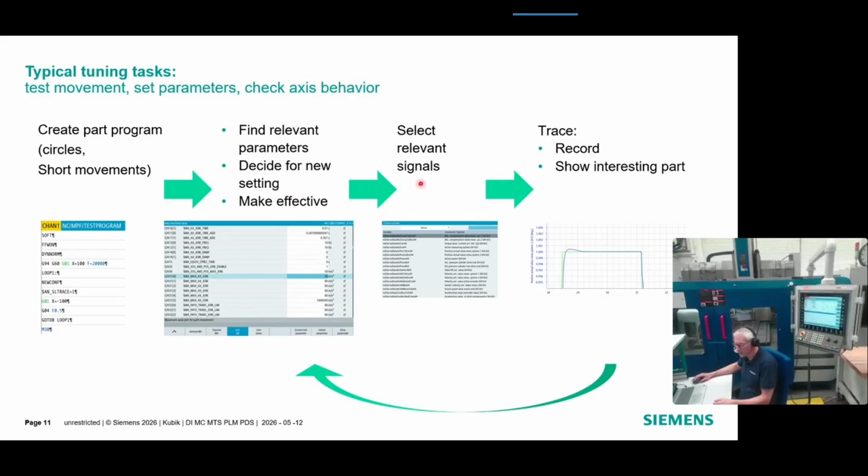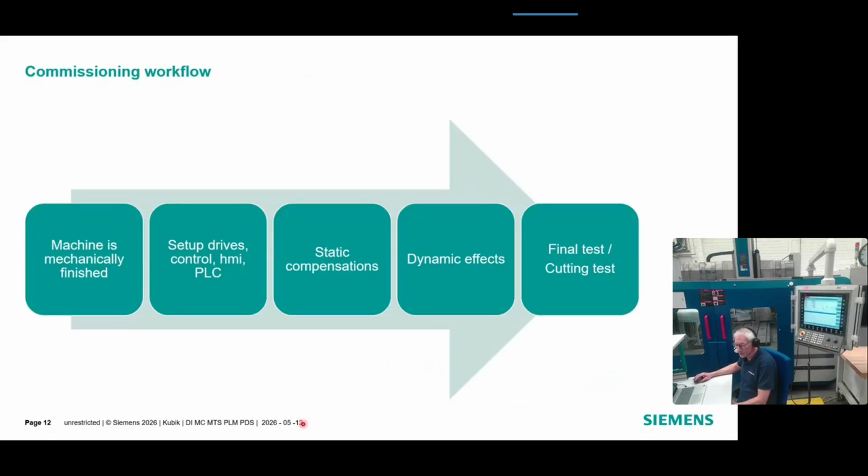And then that might also be a feedback loop. So for that, you need to have some knowledge, and that's the part that STC will do for you in the future. So what is our basis? We assume that the machine is mechanically finished. The drives and control have been set up, so axes are moving. If you like, you can do the compensations like lead screw pitch error compensation at that moment. And then, in my understanding, the dynamic part comes last.